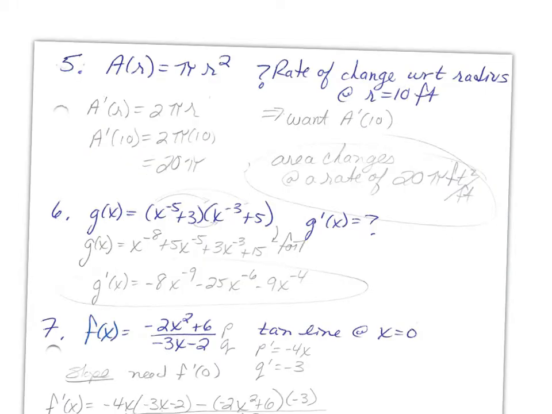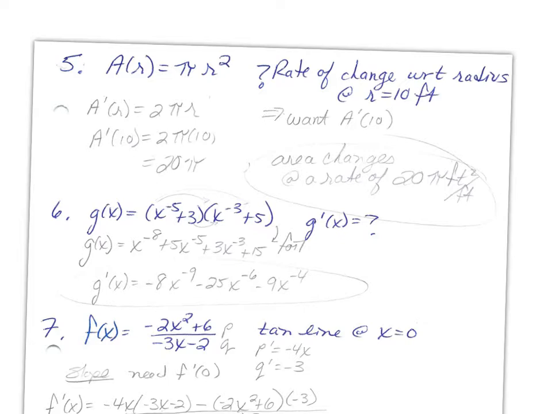So let's take a look at number 5. You've got the area of a circular oil spill, and it changes with the radius. At what rate does the area change with respect to the radius, when the radius is 10? So here's our area formula. The derivative of that is how the area is changing. And the area is changing when the radius is 10. So we get 20 pi. We wanted A prime of 10 because how the area is changing, that's the derivative when the radius is 10. So it changes at 20 pi feet squared per foot.